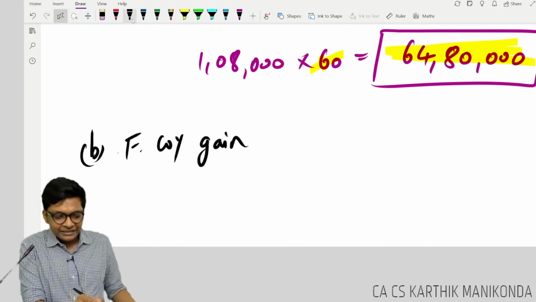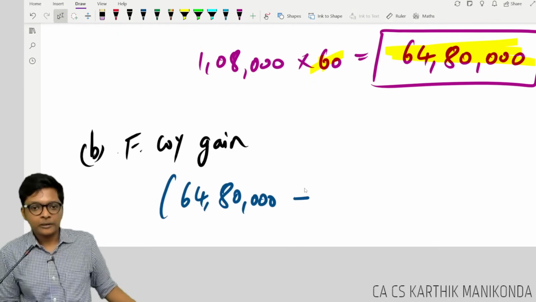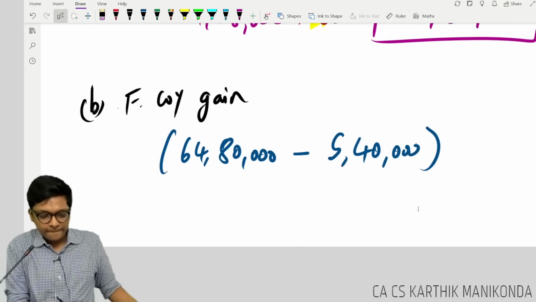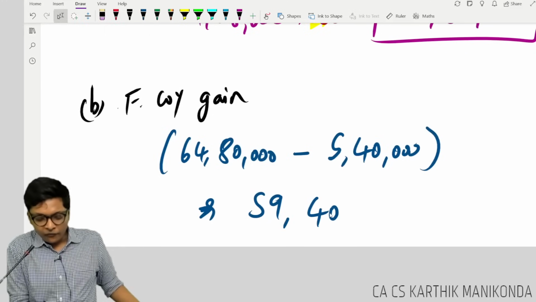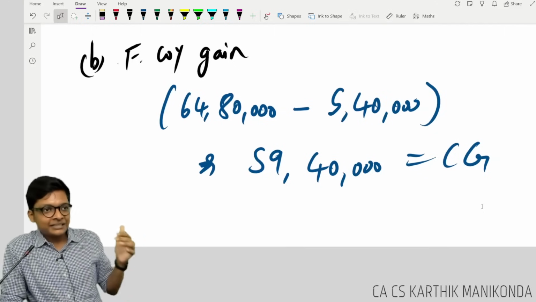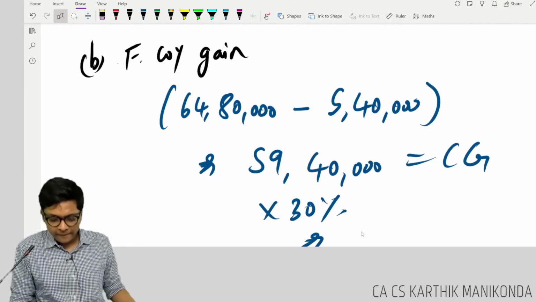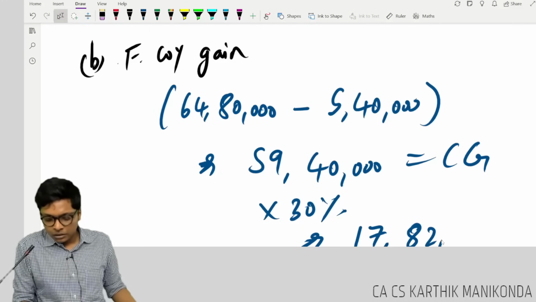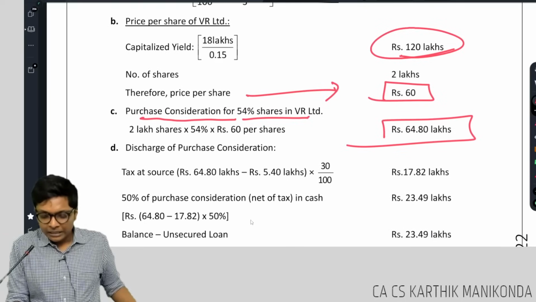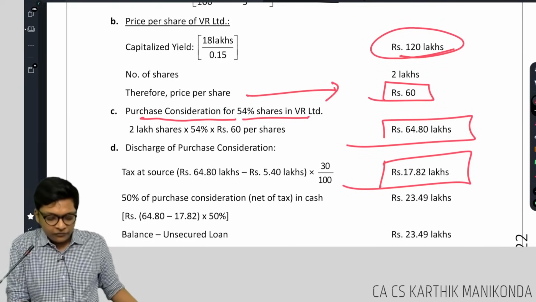For the foreign company, they are getting how much? 64 lakh 80. They are paying how much? Their cost is 5 lakh 40. So their profit is capital gains, 59 lakh 40,000 is my capital gain. On this, don't worry about income tax rates. Here they have straight away given tax at 30%. How much? 17 lakh 82,000 is the amount of tax, or in other words, TDS that I will deduct. Let me cross check. 17 lakh 82,000. Can you see here, guys? 17 lakh 82,000 is the amount of TDS.